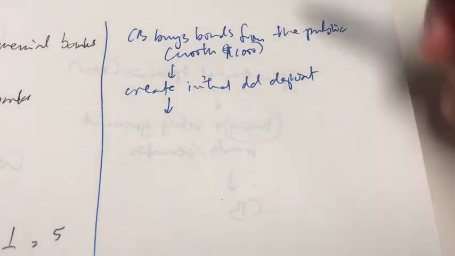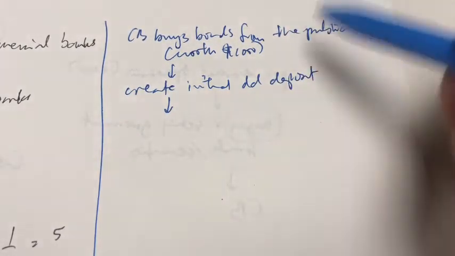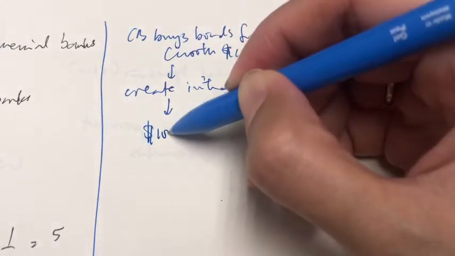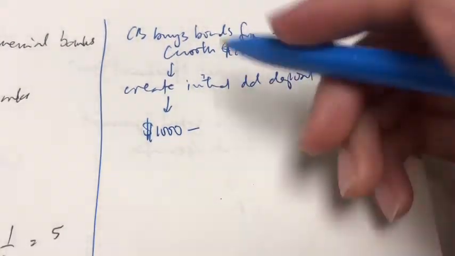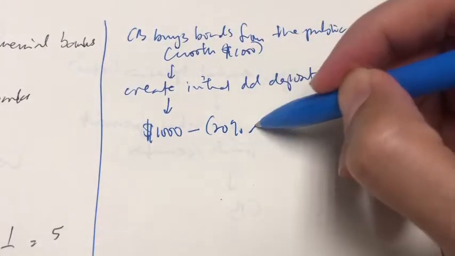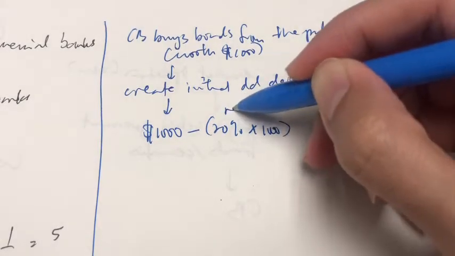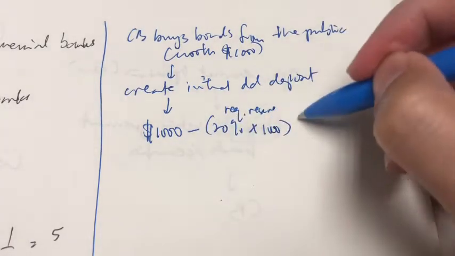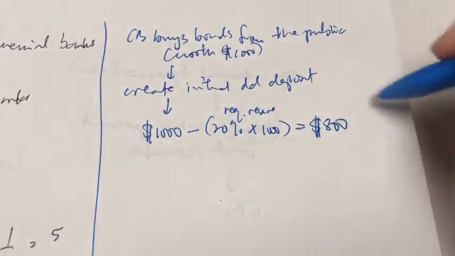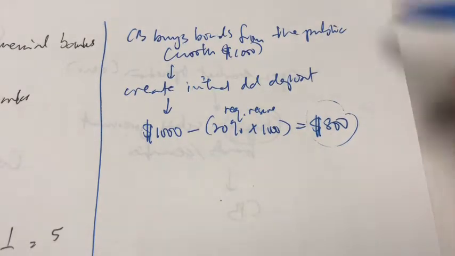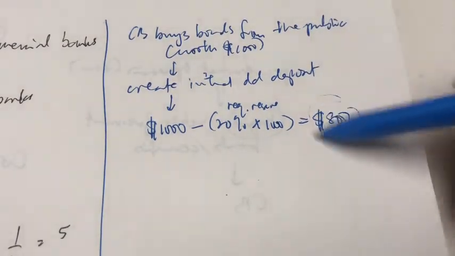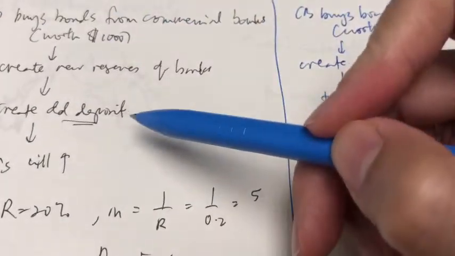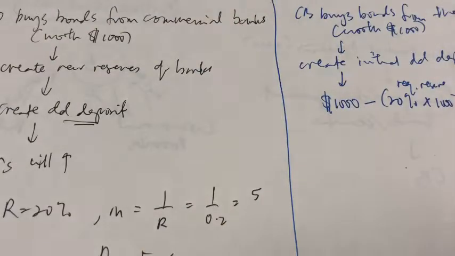When that happens, that commercial bank will have to take a portion of that amount and put it in the required reserve. So in other words, from this 1,000, we need to deduct the amount of required reserve, which is 20% of 1,000. So this goes to required reserve, which is 200. So 1,000 minus 200, the commercial bank only has 800 now to lend out. So the banking system will only be able to lend out 800, as compared to the other example where the bank can lend out the entire 1,000.